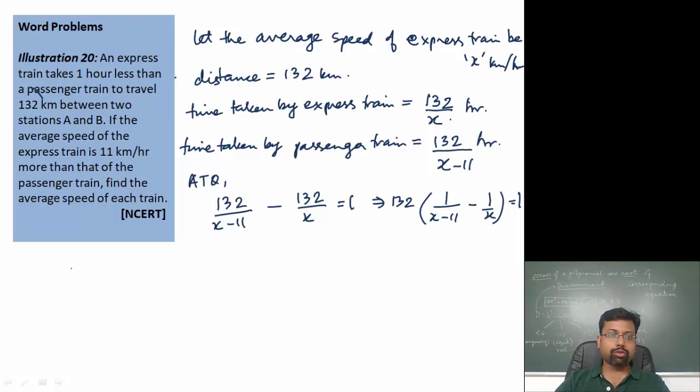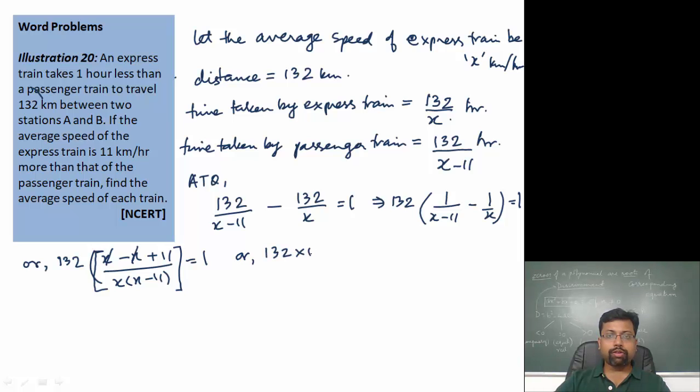इसको अब हम लोग अगर सिंप्लीफाई करेंगे तो क्या आएगा? नेक्स्ट स्टेप में 132 और एलसीएम ले लिया तो x minus x plus 11 divided by x into x minus 11 is equal to 1. Here the x gets cancelled out, so you have 132 into 11 is equal to x square minus 11x. तो फाइनल इक्वेशन क्या बन रहा? x square minus 11x minus 132 into 11 equal to 0. This is what the equation is.